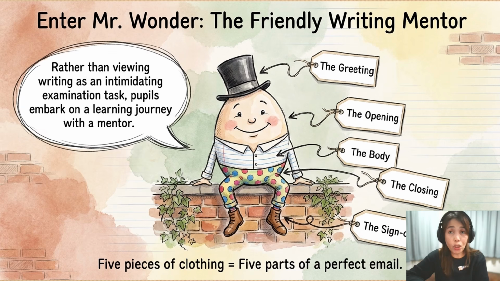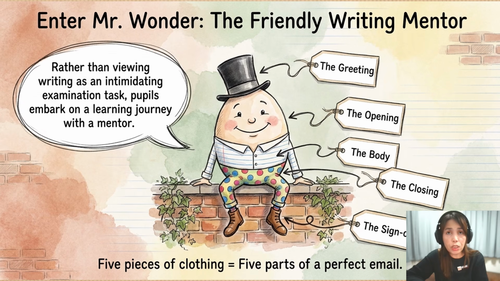This is where Mr. Wonder enters as a friendly writing mentor. Rather than presenting email writing as an intimidating examination task, I invite pupils to explore it as a learning journey with a simple guide. Mr. Wonder wears 5 important pieces of clothing, and each piece represents one part of a complete email: the greeting, the opening, the body, the closing, and the sign off.